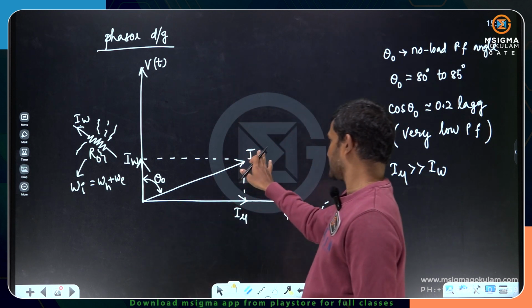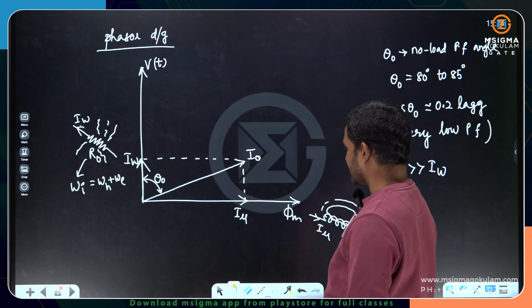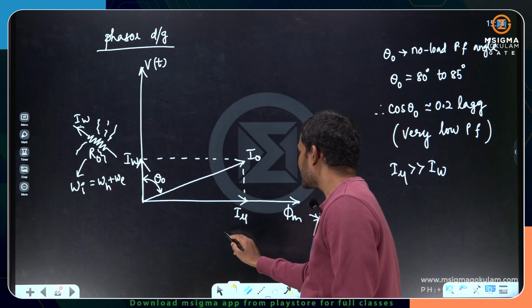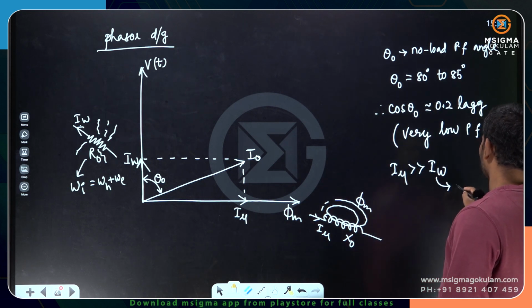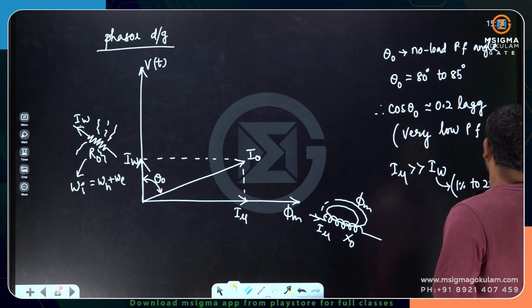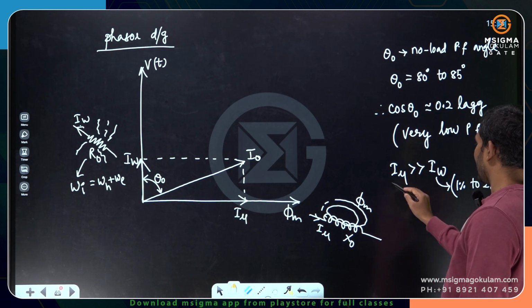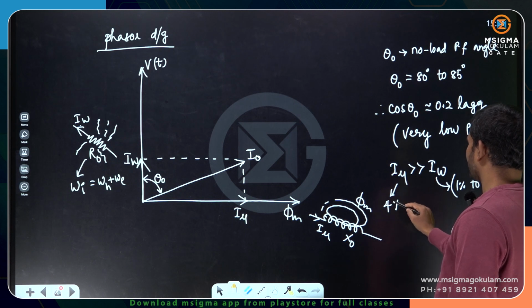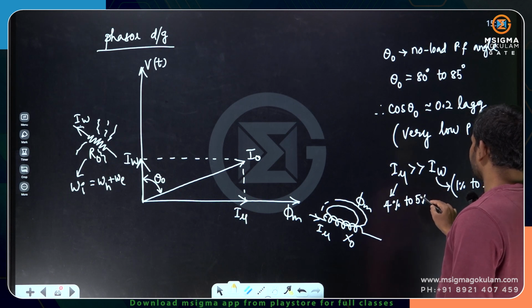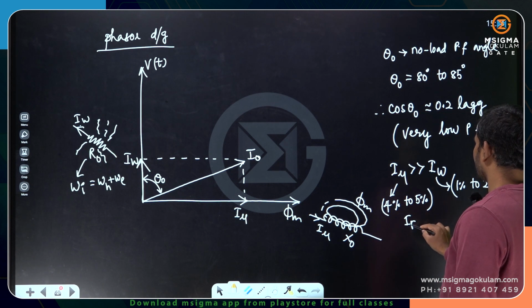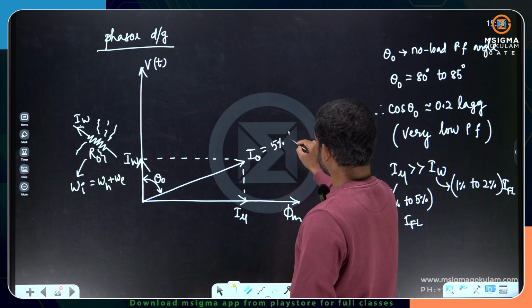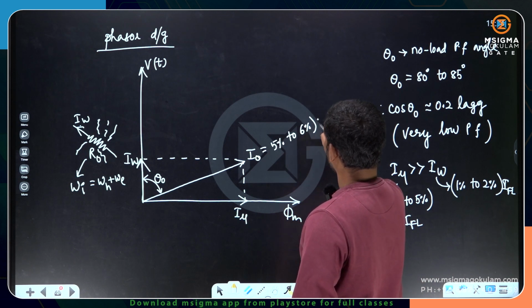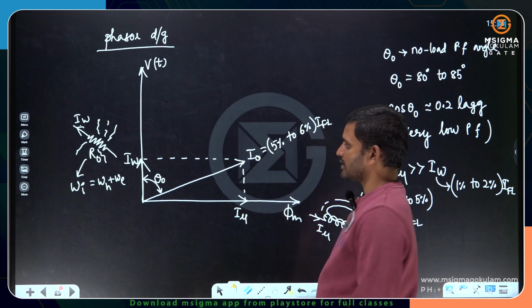So the summation of these two is the no load current. Generally, I mu is around 4 to 5% of full load current and IW is 1 to 2% of full load current. Totally, the no load current will be around 5 to 6% of full load current.